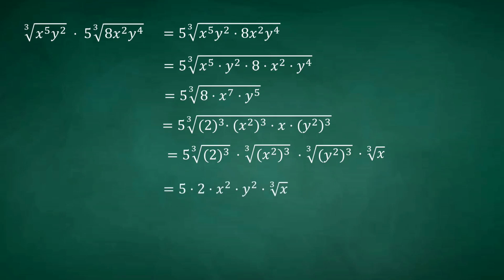and take the cube root of x squared raised to the power of 3, which is equal to x squared. Cube root of y squared raised to the power of 3 is equal to y squared. And the cube root of x will remain, because x is not a perfect cube. And then simplify, 5 times 2 is equal to 10, and copy the remaining expression, because we can't multiply them. So our final answer is 10 x squared y squared cube root of x.